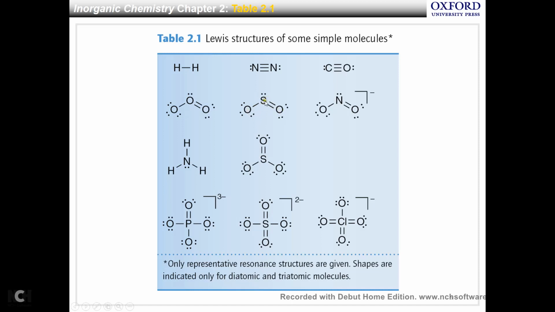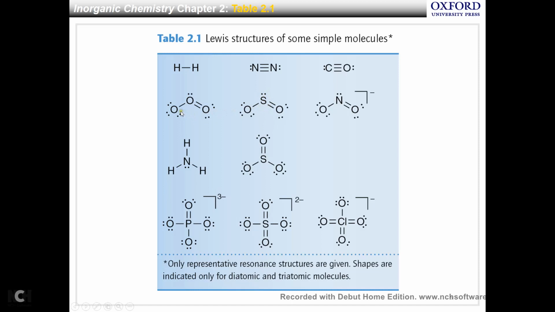This happens when the sulfur forms 2 double bonds with these 2 oxygen atoms. In that case, the sulfur will be surrounded by 10 valence electrons. That's okay, because sulfur is a 3rd row element. It can accommodate more than 8 valence electrons.